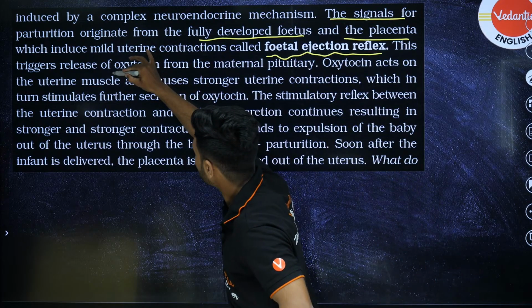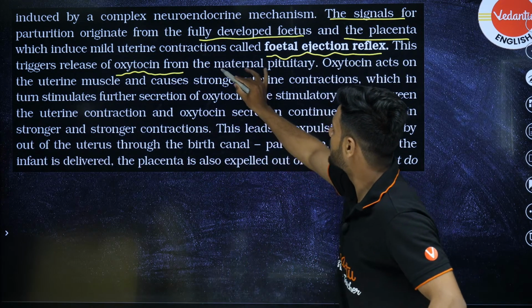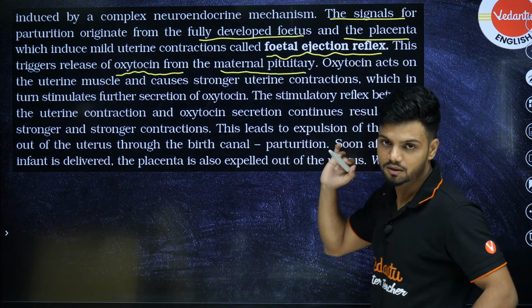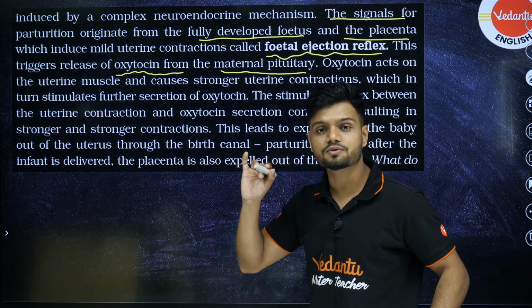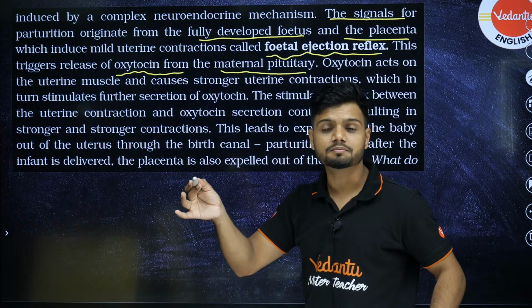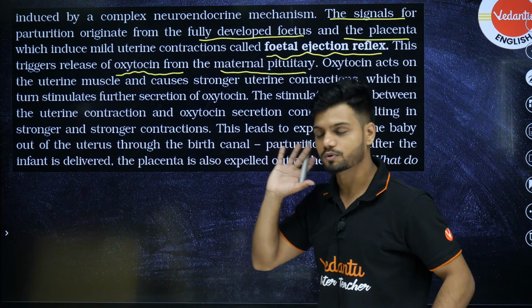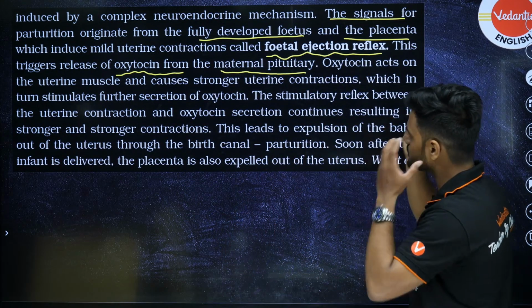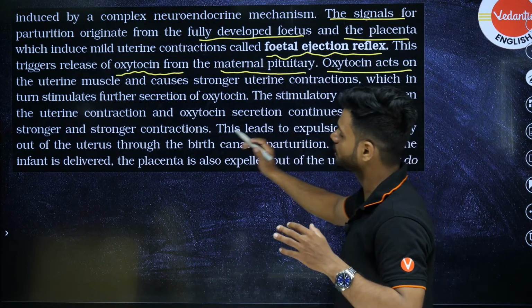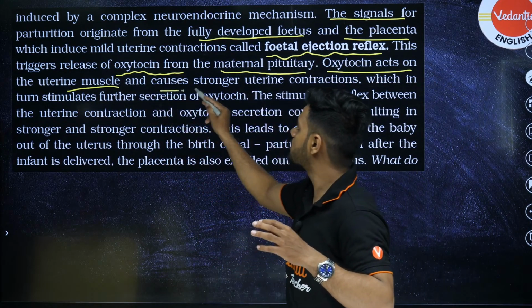That is the release of oxytocin from the maternal pituitary. Now tell me, is oxytocin released from the posterior or anterior pituitary? Chemical coordination should tell me now. From the posterior pituitary. When oxytocin is released, it acts on the uterine tissues and causes stronger contraction.